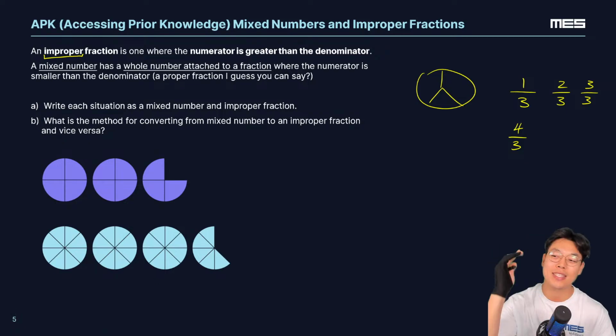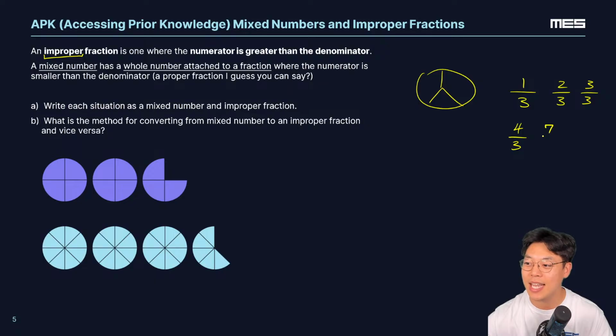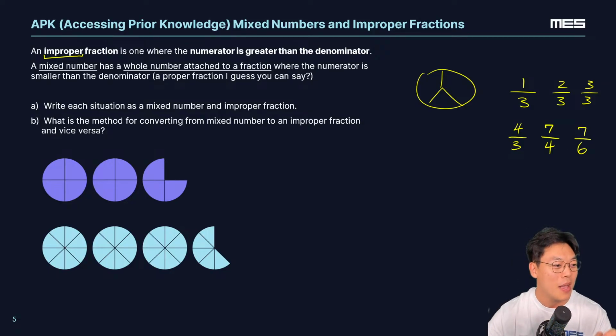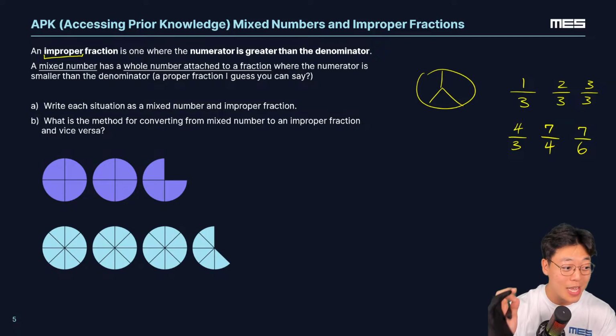Max, 7/4, that's a beautiful improper fraction. 7/4. 7 is the numerator, 4 is the denominator. 7 is greater than 4. Chloe, amazing. 7/6, right? Still 7, the numerator, is greater than the denominator. Perfect. I'm glad we got it. So those are improper fractions.